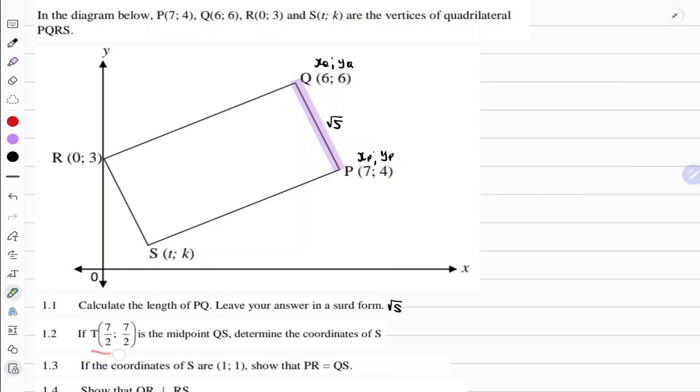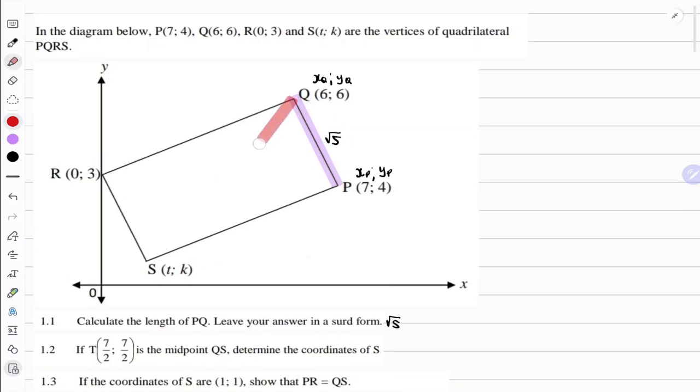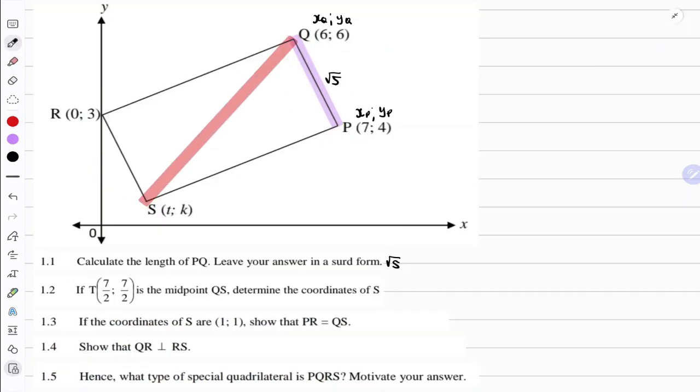So the next question says if T (7 over 2, 7 over 2) is the midpoint of QS, determine the coordinates of S. So let's first establish where the line QS is. QS is given by this line. And we're told that the midpoint T for QS has x coordinate 7 over 2 and y coordinate 7 over 2. So the x coordinate of T is literally the average of these two x coordinates, and the y coordinate of T is the average of those two y coordinates.